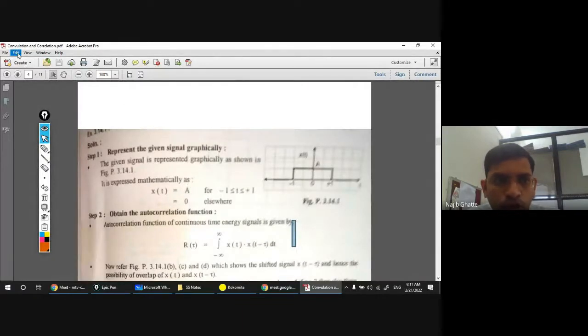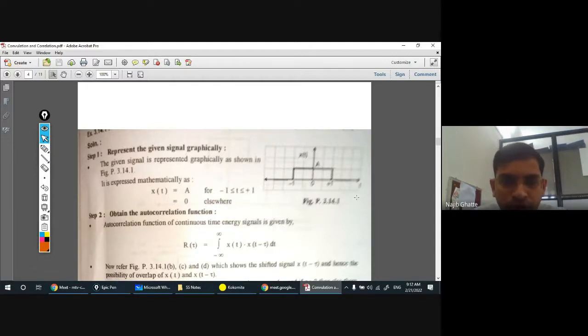Page number 4 of convolution and correlation. I hope these notes are shared with you. You can open these notes first. Kindly open these notes. Have you opened these notes at your terminal, sir? Convolution and correlation. I've already shared this in the WhatsApp group. You may go and check over there.